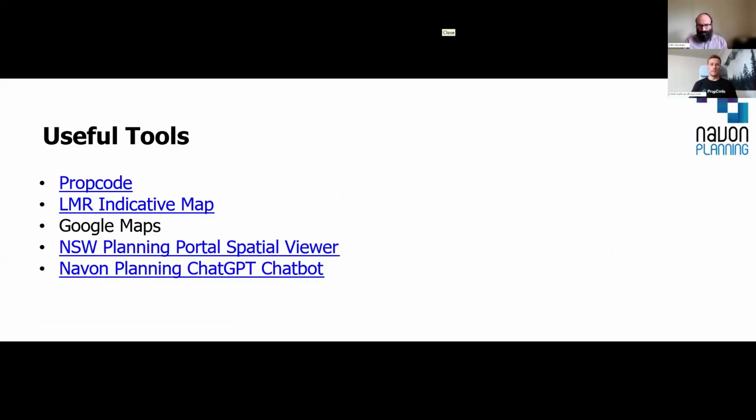You've got the LMR indicative maps. You've got Google Maps, and you can see I've put links here, so you can just click on those links, and you'll get through to those different websites.